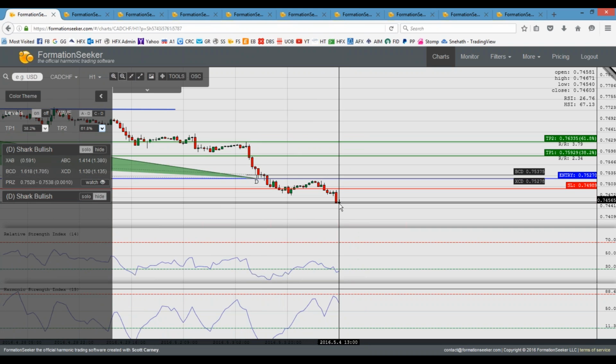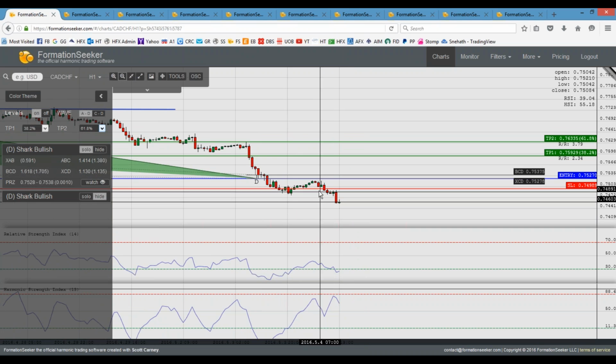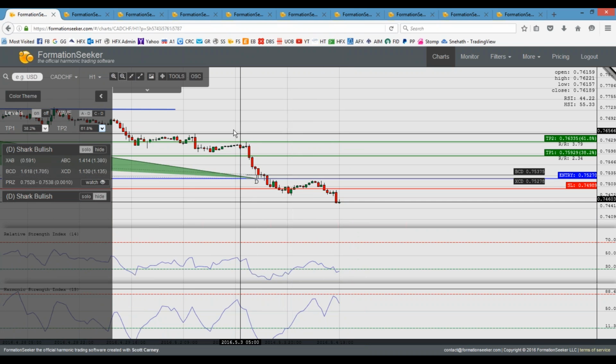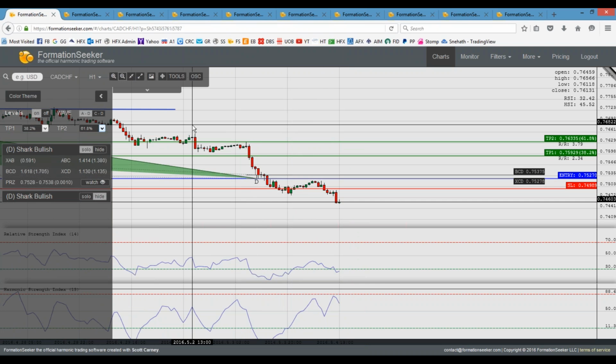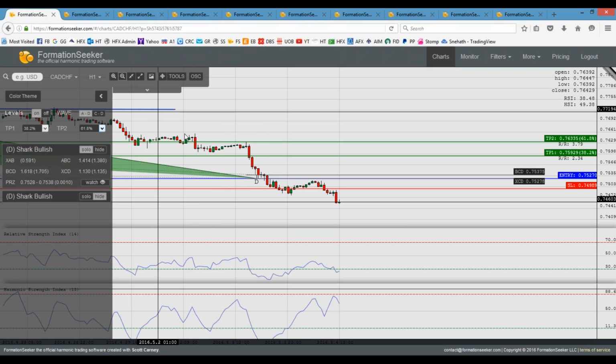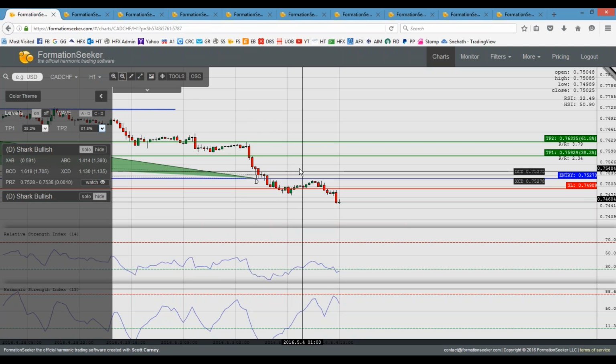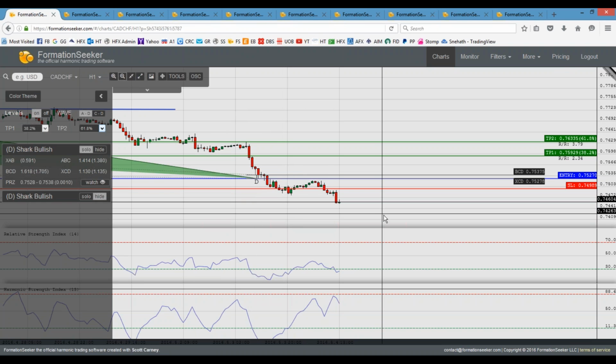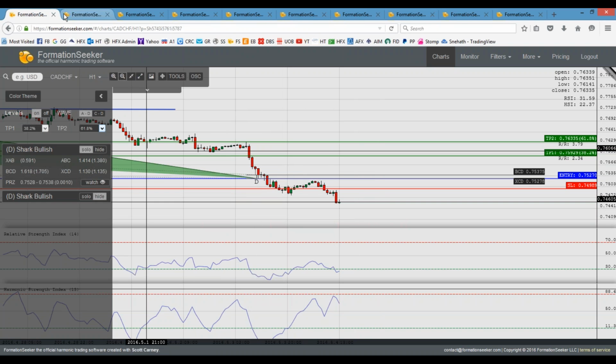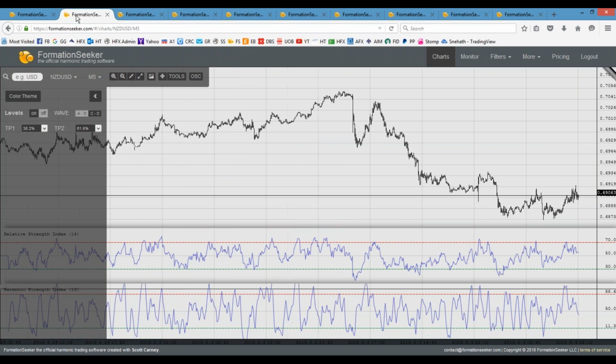Okay, so that's CAD Swiss, which I think is continuing to fall. In the event that we were holding on to a short position, I would have said that we would continue to hold this, and that would have been a really good move. But okay, we learn our lessons and we move on to the next trade.